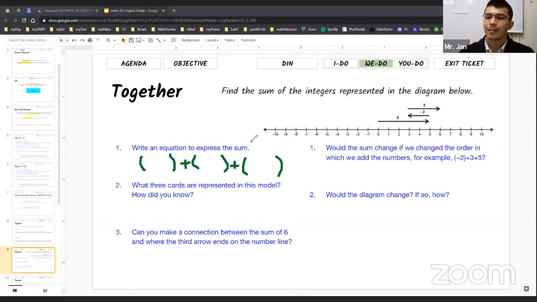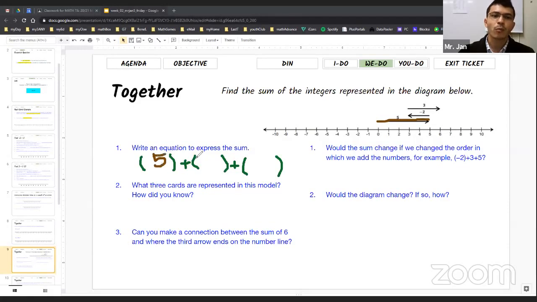-5 plus -2 plus 3. Are you sure it's a -5? No, it's 5. Yes. So because the arrow goes right? I'm going to use different colors to show you. So let me use the brown. So this is the 5, and this is my first card.